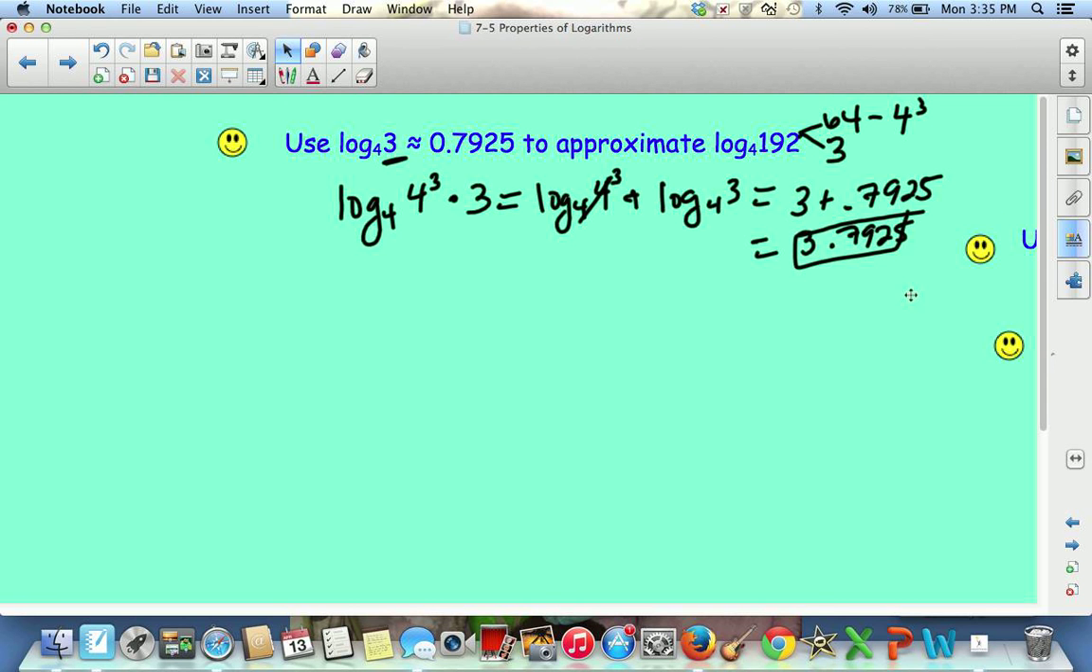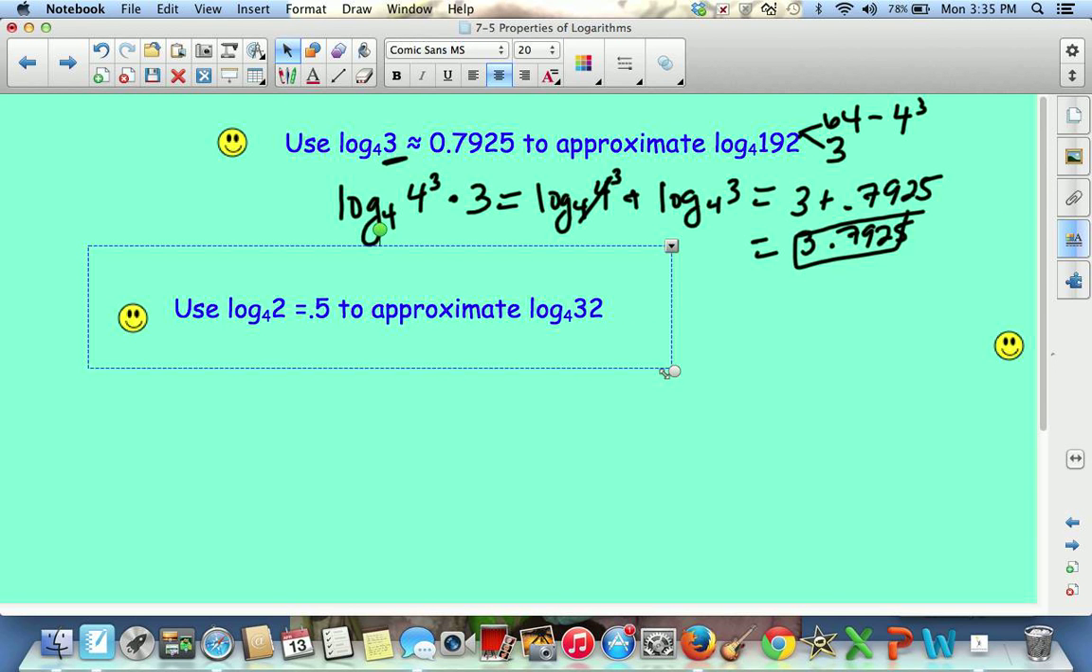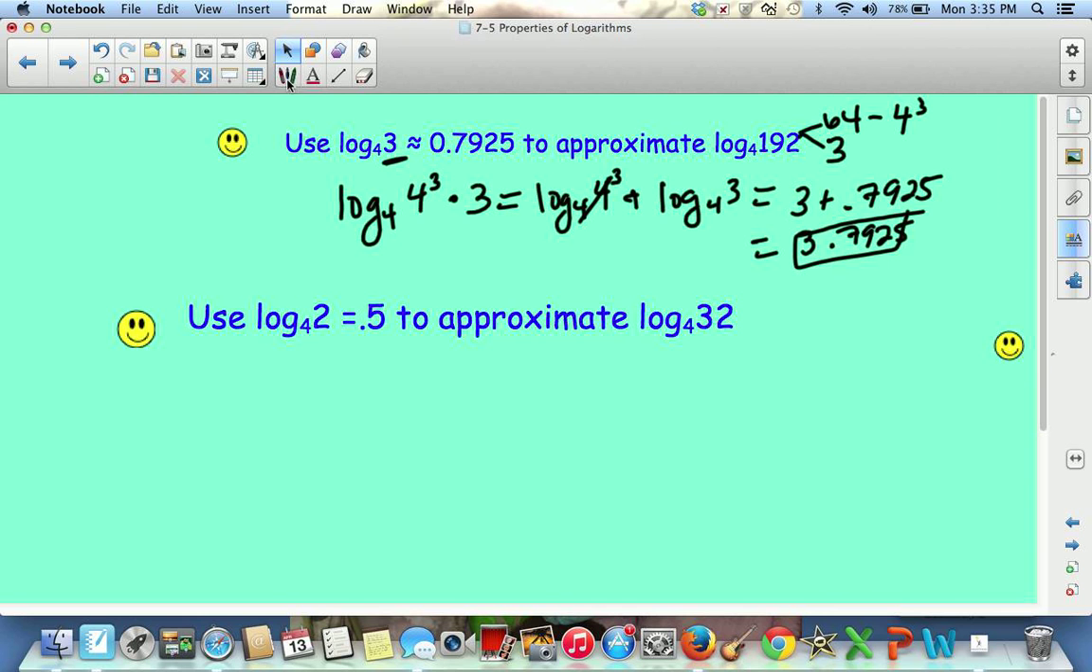So let's try another one. So here we have log base 4 of 2 equals 0.5, and we want to use that to approximate log base 4 of 32. So how can we split it up by multiplying numbers? With this one, we have log base 4. We can split up 32. If we divide it by 2, we're left with 16.